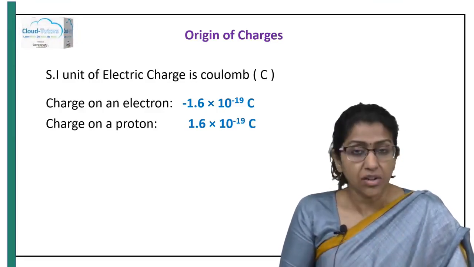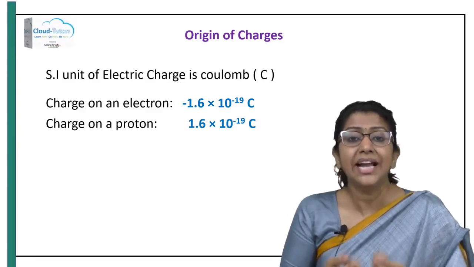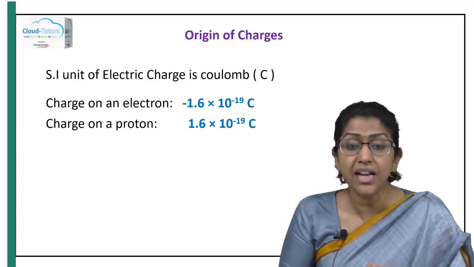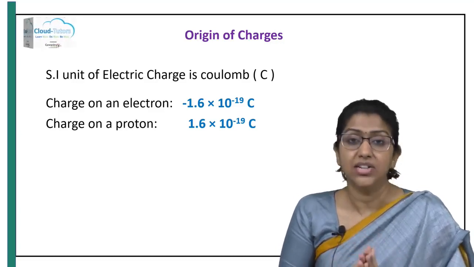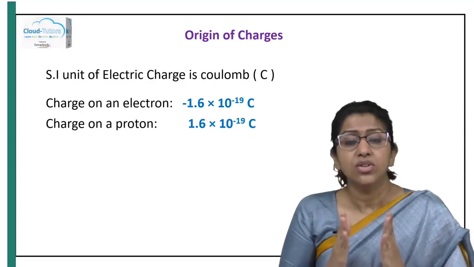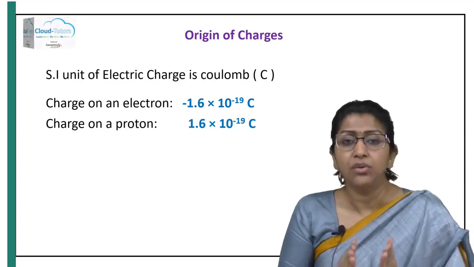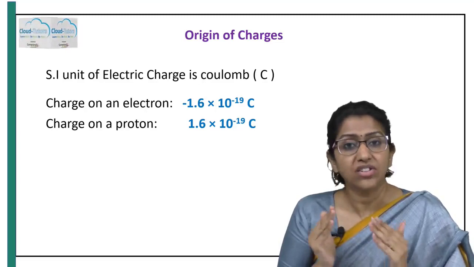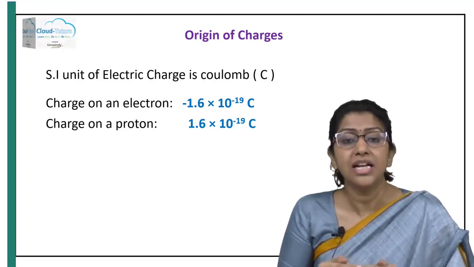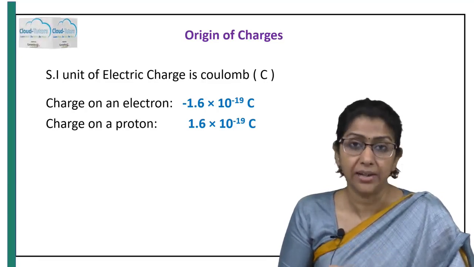As you can see on the screen, an electron has negative 1.6 into 10 raised to minus 19 coulombs as its electric charge. And mind you, it is a negative charge. The proton possesses the exact same magnitude of electric charge, but the proton has a positive polarity.